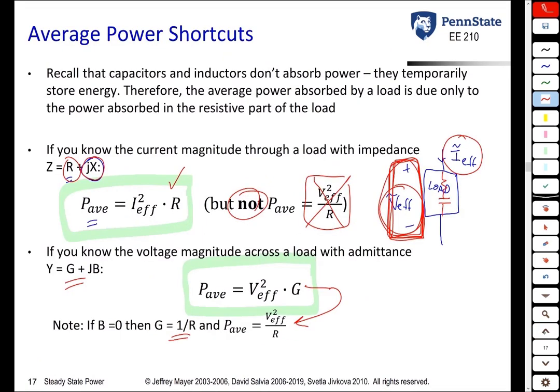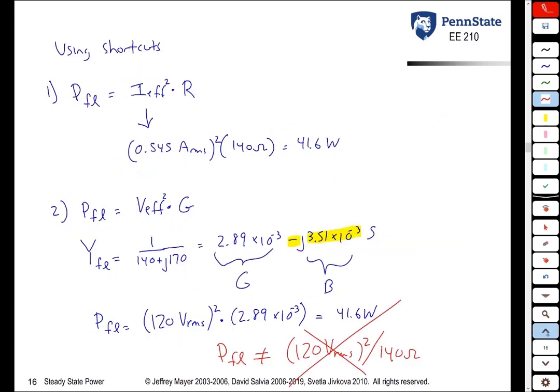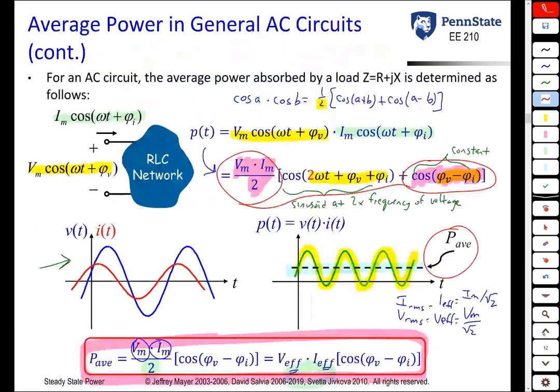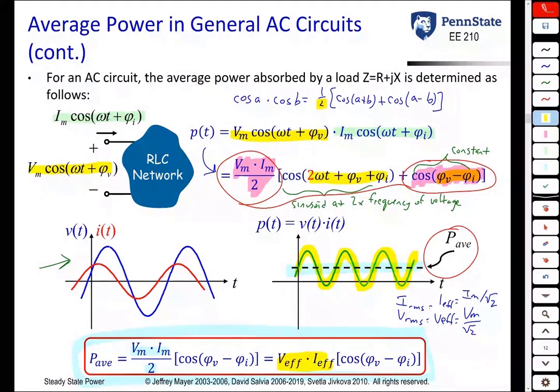Bottom line, you do not need to use these shortcuts if you don't want to. You can always use the general equation given right here. With the general equation, one thing you want to be careful of: if your voltages and currents are not in RMS, you have the 2 in the denominator. If your voltages and currents are in RMS values, you do not have that 2 in the denominator.